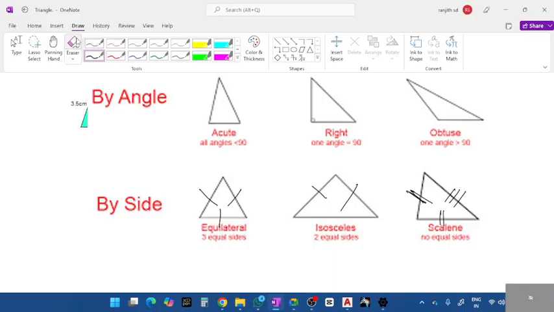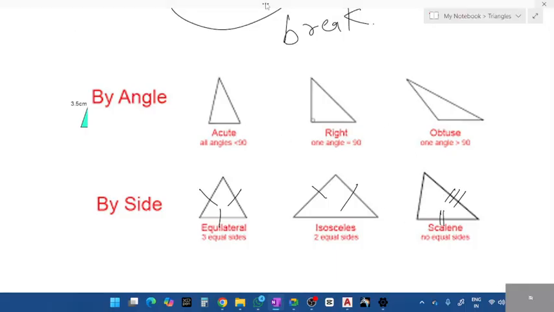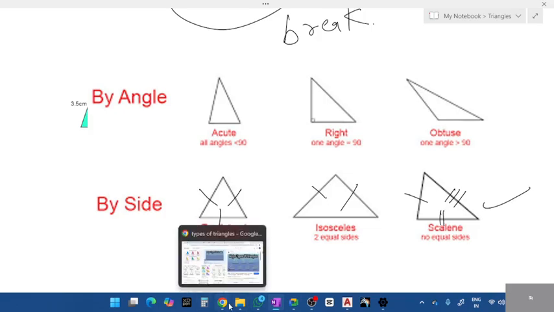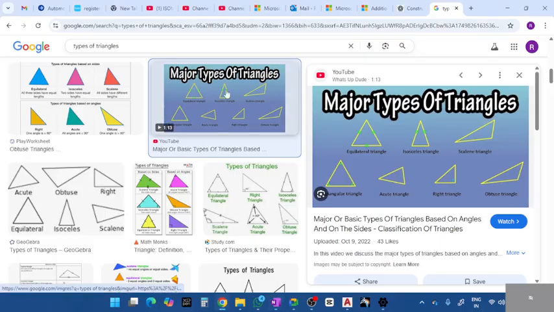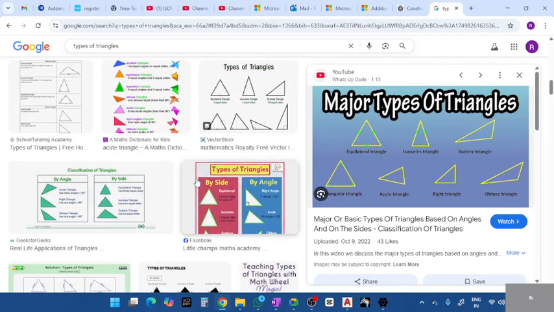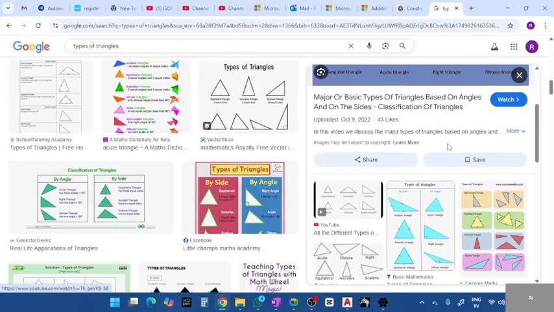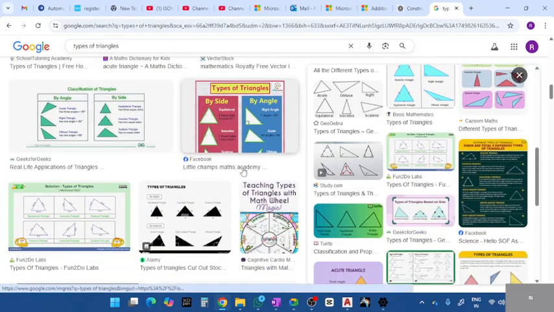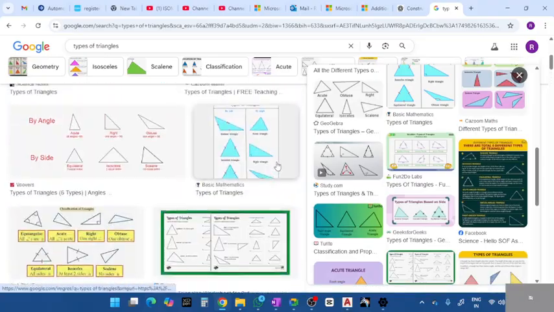All three sides are different. Yes, different measurements, unequal. If they're equal, the same number of lines will be present. Look at scalene triangle: one line, two lines, three lines. They'll give it like this. These are some of the triangles. If you just type types of triangles, you'll get a lot of diagrams like this, by angle and by side. I've explained each and everything. By now you all should know what is scalene, isosceles, equilateral, all these things.